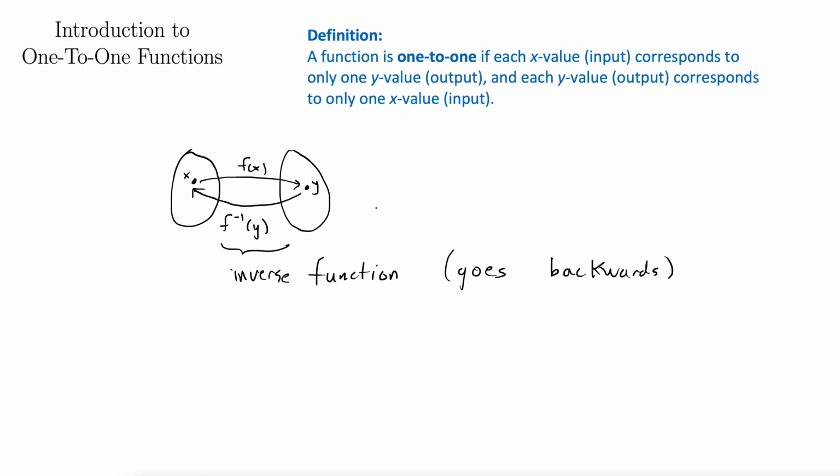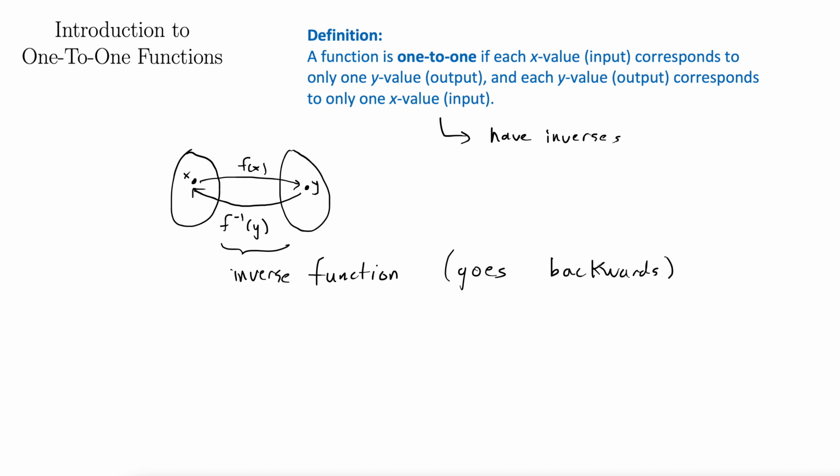So that's the whole idea. We want to have functions that we can go forwards and backwards on. They allow us to do a whole bunch more when we're looking at various different applications of functions. And one-to-one functions have inverses. That's why we care so much about them.